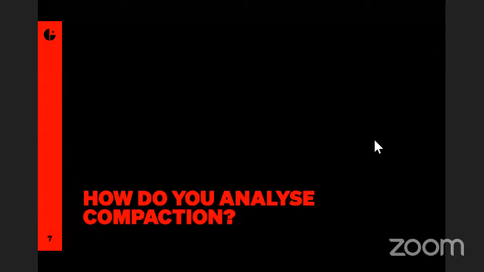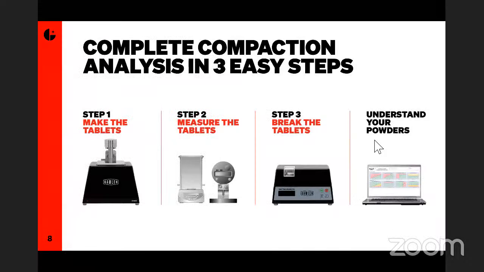So how do you go about this? How do you analyze compaction? It's 3 steps. You need to make some tablets, you need to measure their dimensions and mass, and you need to break them. If you are using our equipment, I would generally recommend making 15 tablets. You would use 5 different forces to make 3 tablets at each force. So now you have a profile for each relationship in our compaction triangle instead of a single point. Typically, you can do this with less than 2 grams of material, and you could do a whole test in about half an hour.